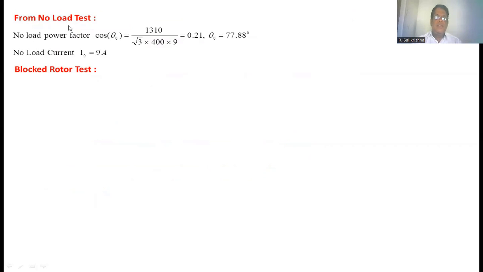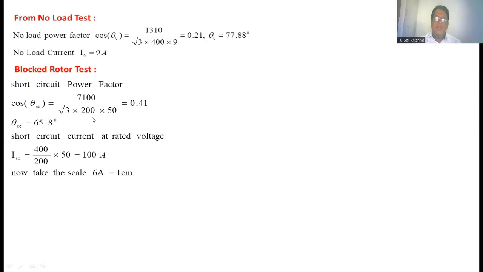From the no load test, you can find the no load power factor. The no load power factor cos phi naught equals the no load power divided by root 3 V_L I_L. So 1310 divided by root 3 times 400 times 9, we get 0.21. So the no load angle theta naught equals 77.88 degrees. The no load current is given directly, that is 9 amperes.